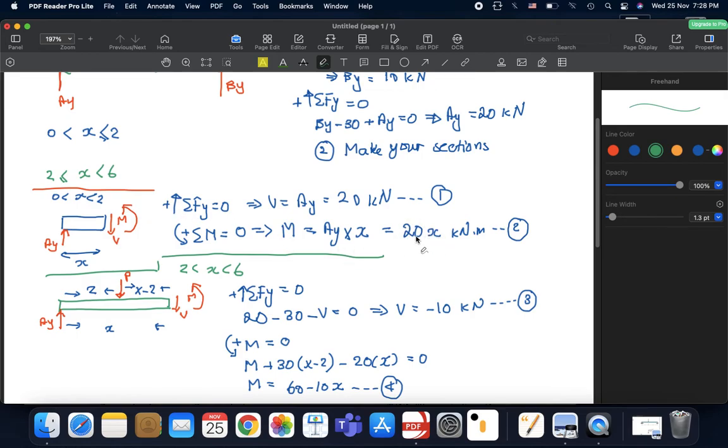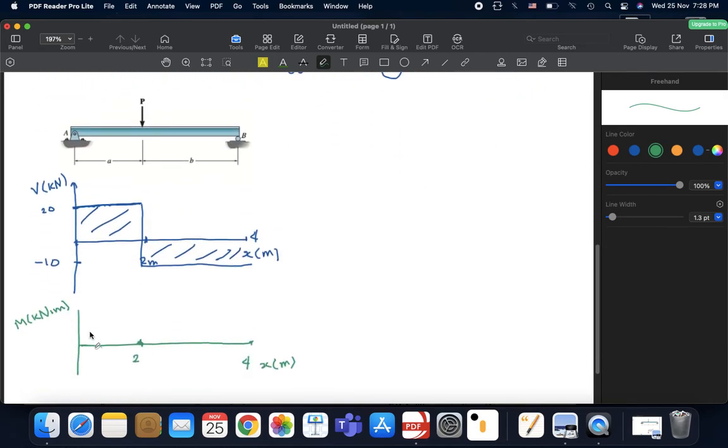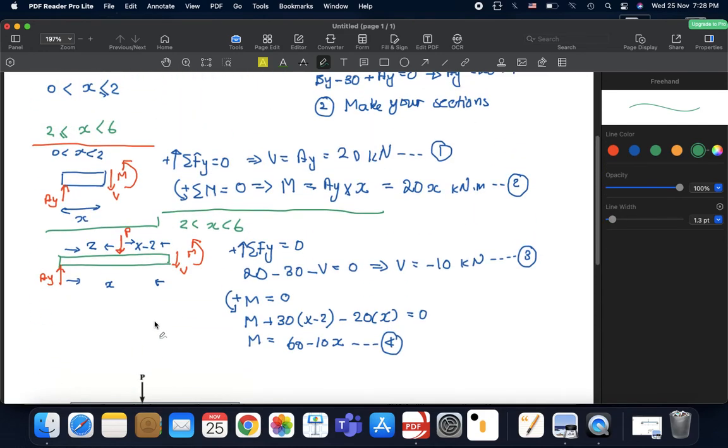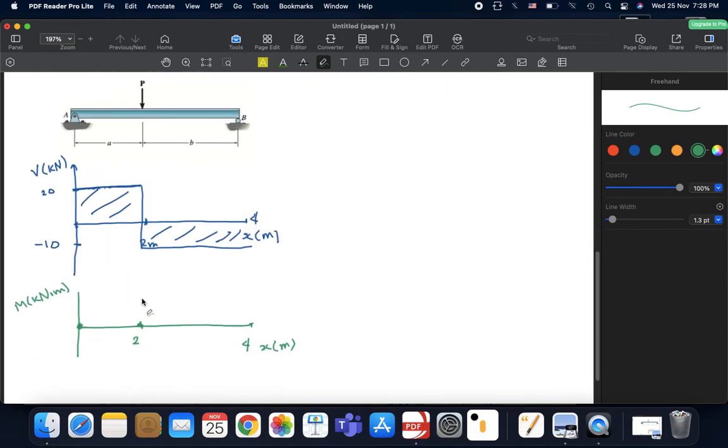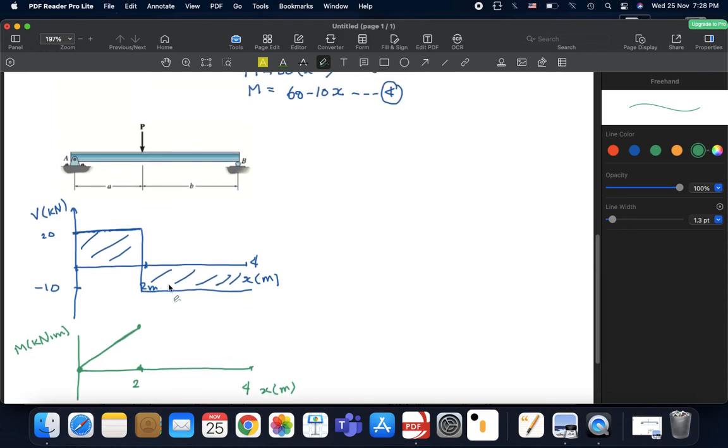So assume x is 0, so it will have a value of 0 at 0. What about 2? Remember, it's 20x, right? At 2 it has a value of 40. 20 multiplied by 2 is 40, so this is 40 kilonewton meters. And since the dependence is linear, we're done for distances between 0 and 2.